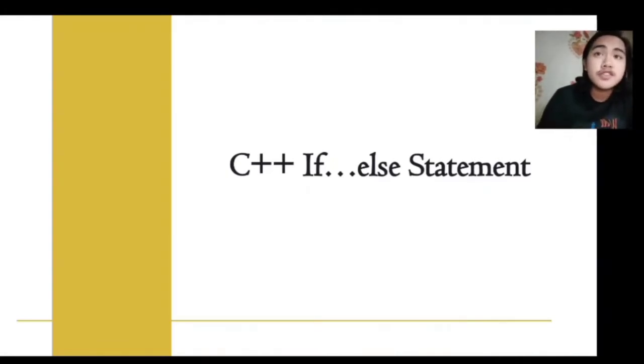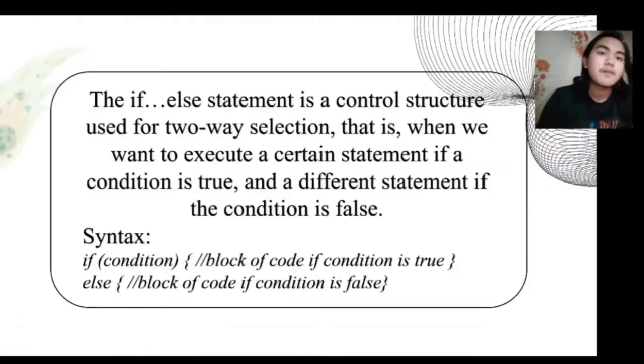Under control structures, we have the if-else statement. So first, what is this if-else statement? The if-else statement is a control structure used for two-way selection. That is, when we want to execute a certain statement if the condition is true, and a different statement if the condition is false. So the syntax of the if-else statement is as follows.